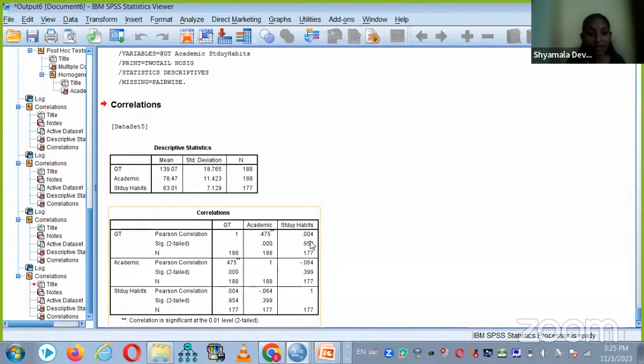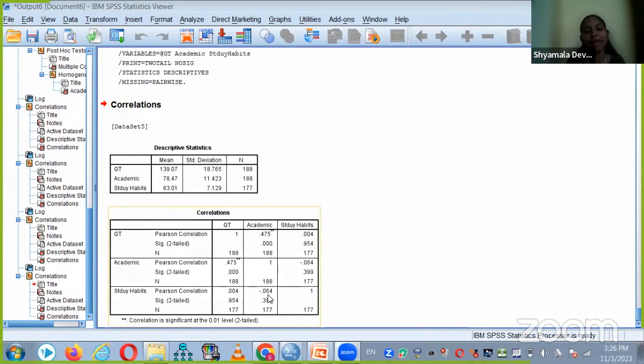And if we check it for study habits, for home grand total and study habits, the R value is... Yes. So for study habits and academic achievement, the R value is negative. It shows that the study habits and academic achievement are negatively correlated. So let me go to the table now.